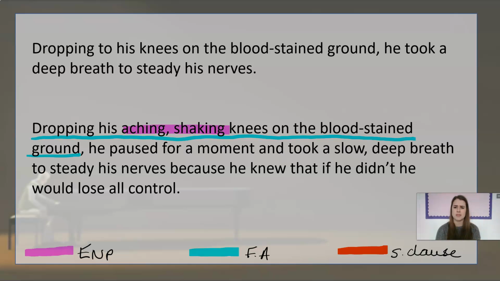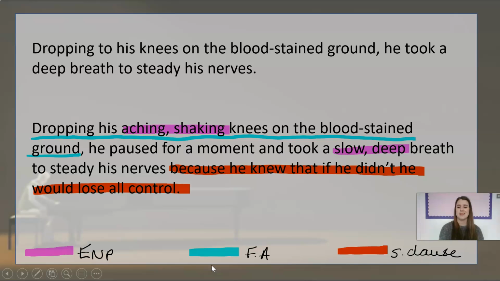He paused for a moment and took a slow, deep breath. So there I've got a conjunction in there for and. Okay, I've got my expanded noun phrase, and then because he knew that if he didn't, he would lose all control. So that's where I've got my subordinate clause in there, because I've got my subordinating conjunction because. Now I have used if in here as well, okay, but I've started it here with because. So there simply, just by using those 3 skills, I managed to keep my same sentence, but I managed to just improve on it, okay?